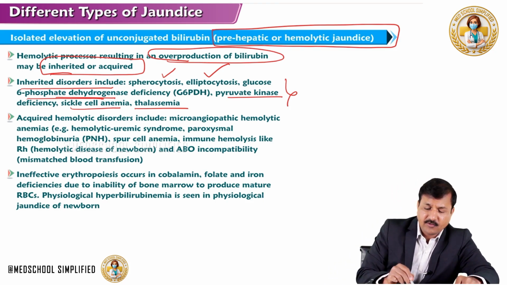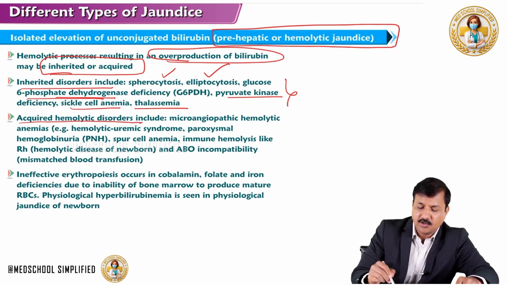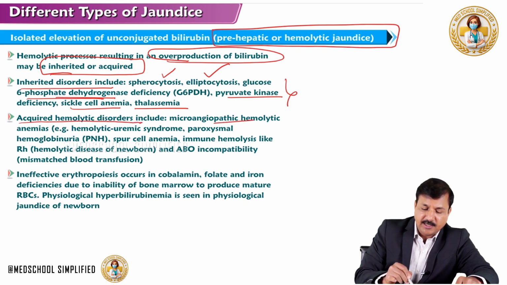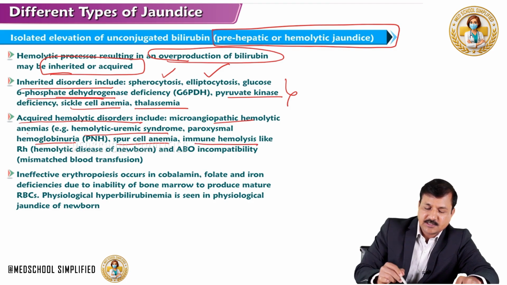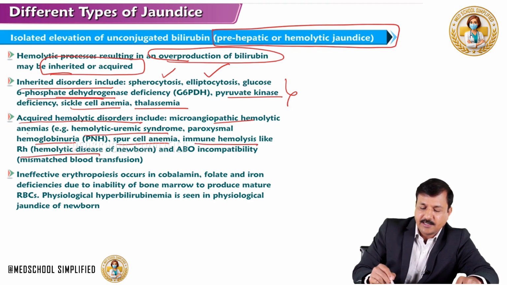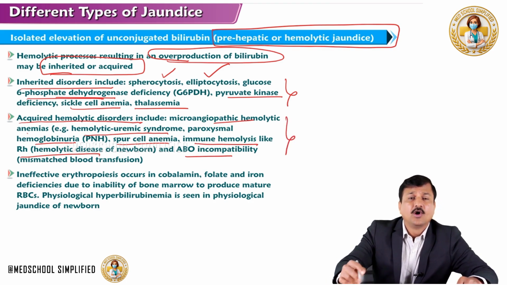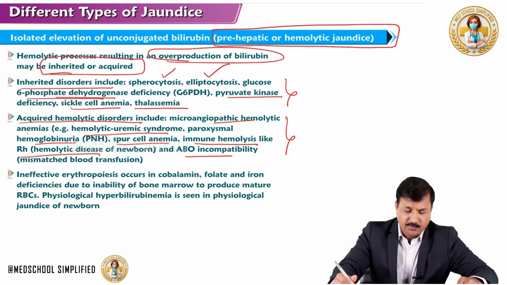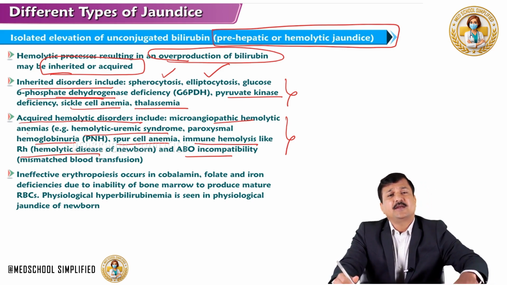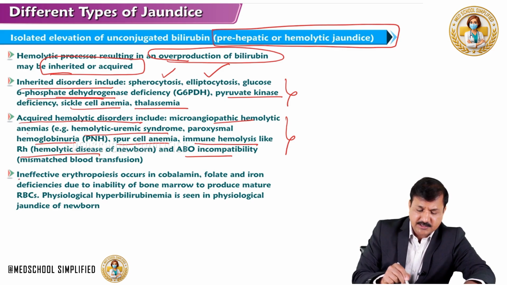Or it can be acquired hemolytic disorders that include microangiopathic hemolytic anemias like hemolytic uremic syndrome, paroxysmal nocturnal hemoglobinuria, spur cell anemia, and immune hemolysis like Rh incompatibility and ABO incompatibility. All these are acquired hemolytic disorders, again leading to overproduction of bilirubin. Now, there can be ineffective erythropoiesis also.